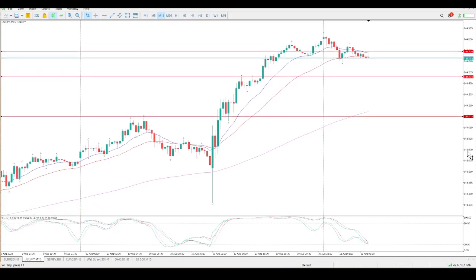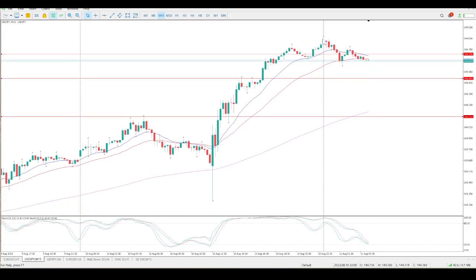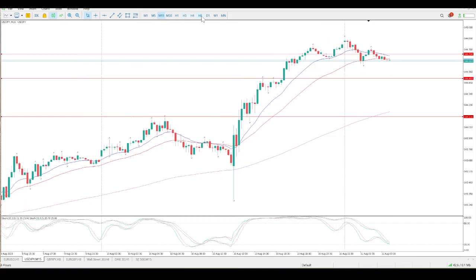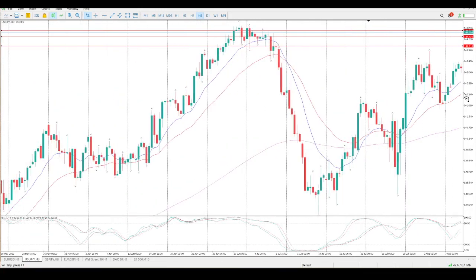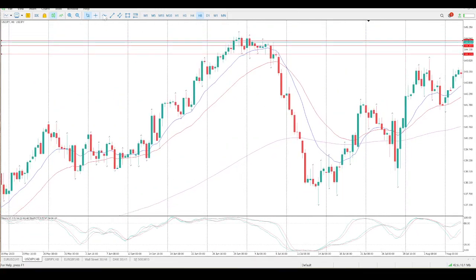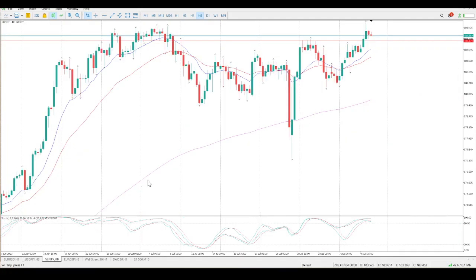You get that, then I definitely would be looking for another attempt at breaking through the highs and see where that takes us. It's quite a strong magnet here at the all-time high, not the all-time high, but the most recent high, 29th of June, and that's at 145.058. Moving on to the pound, and a little bit of a different picture here.